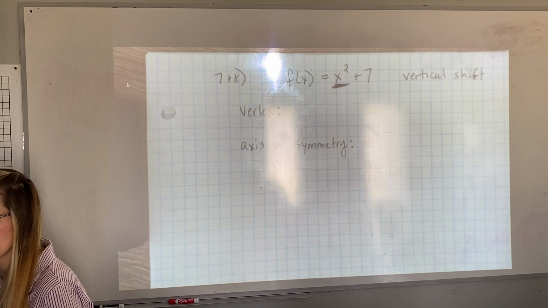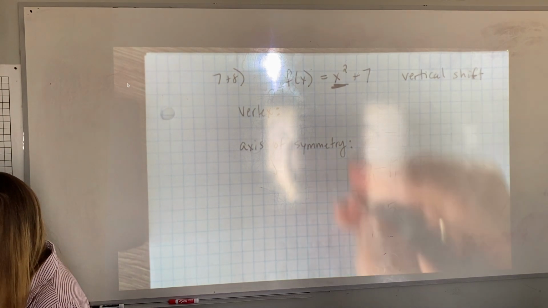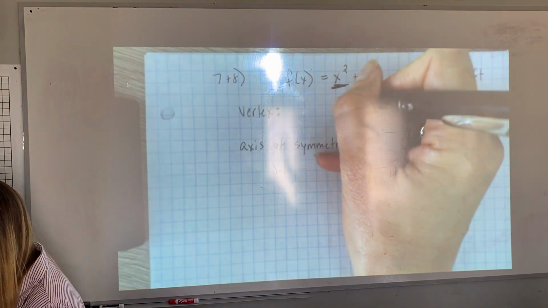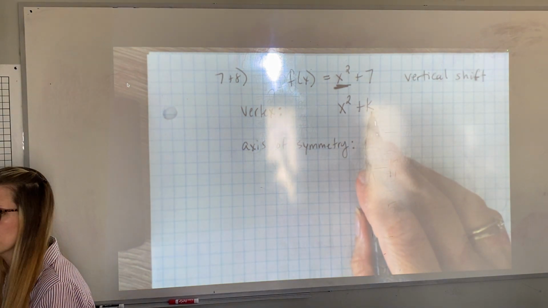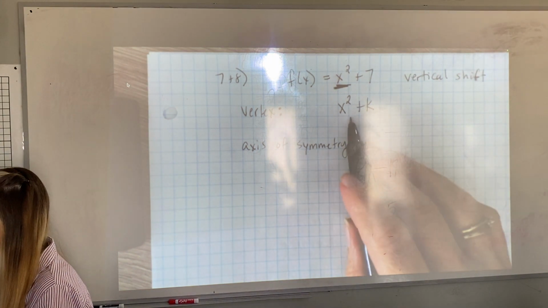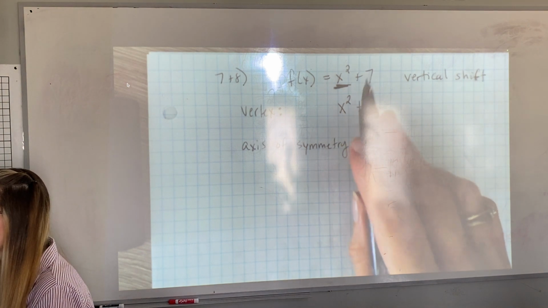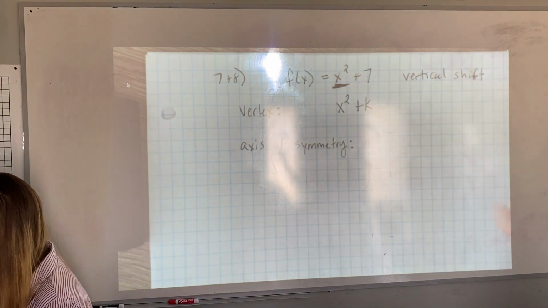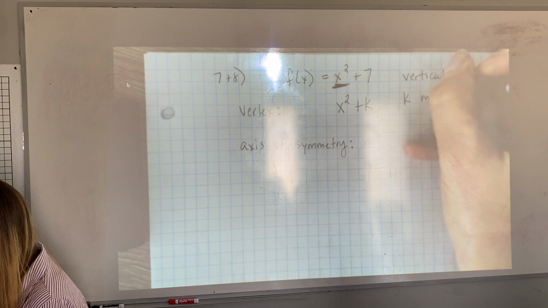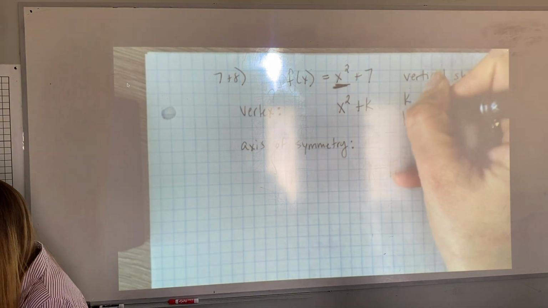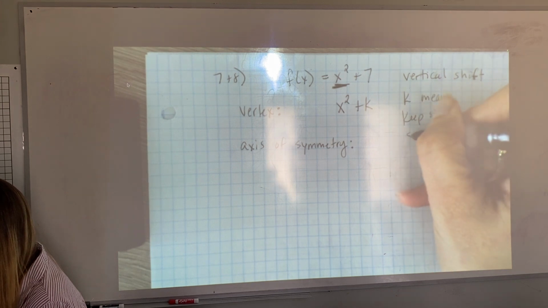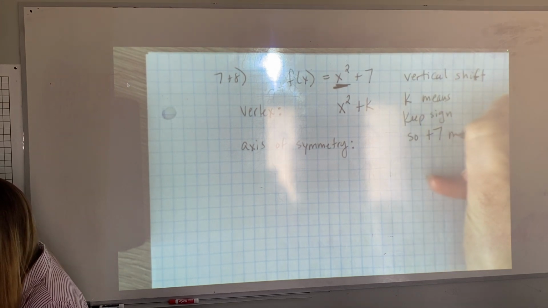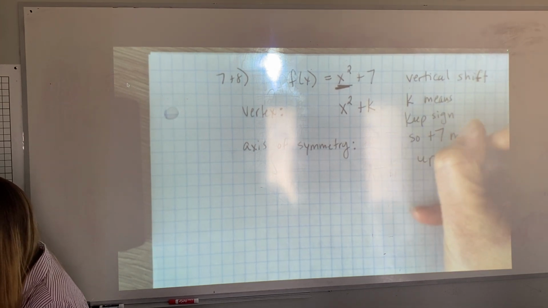And that's k, right? This is the same thing as x squared plus k. And remember, k means keep that sign. So if it says plus 7, it goes up 7. K means keep the sign. So plus 7 means up 7.